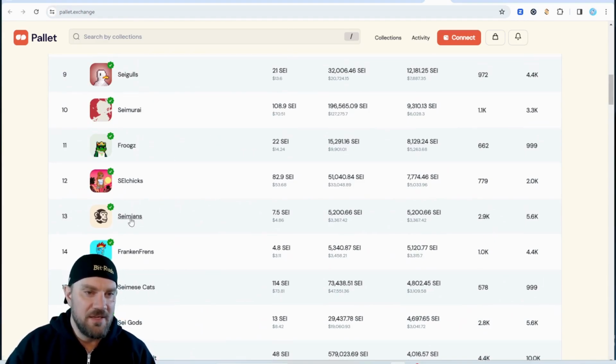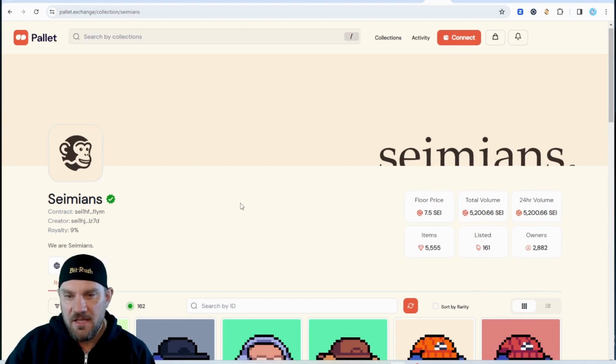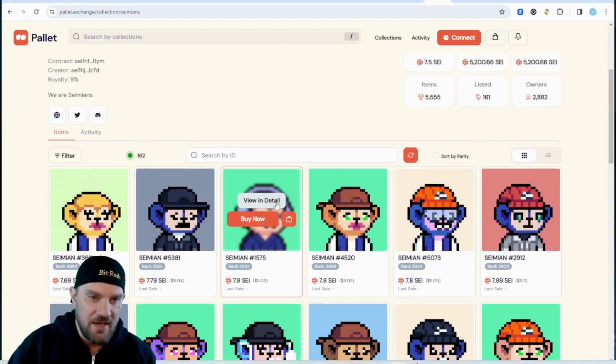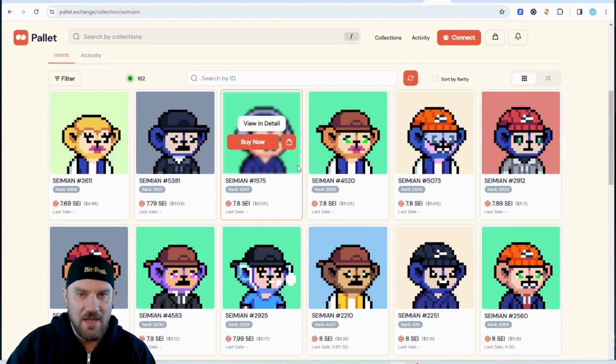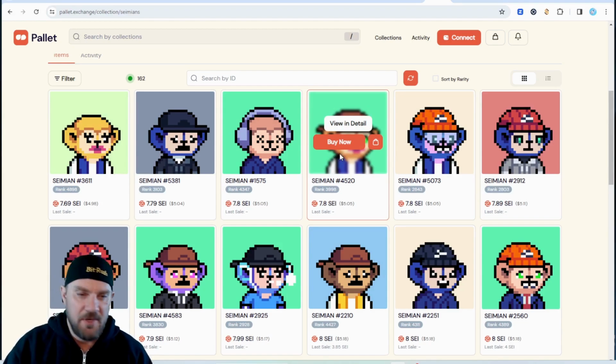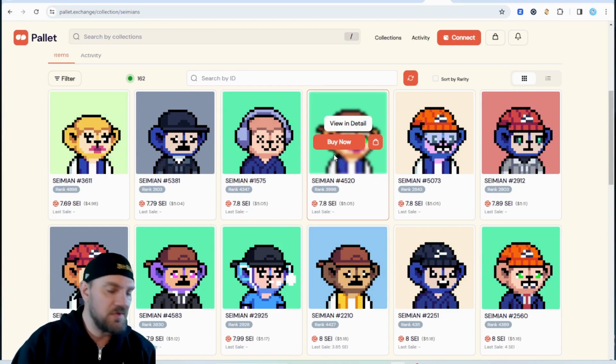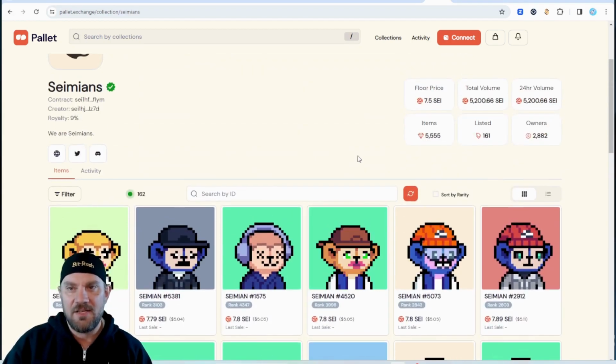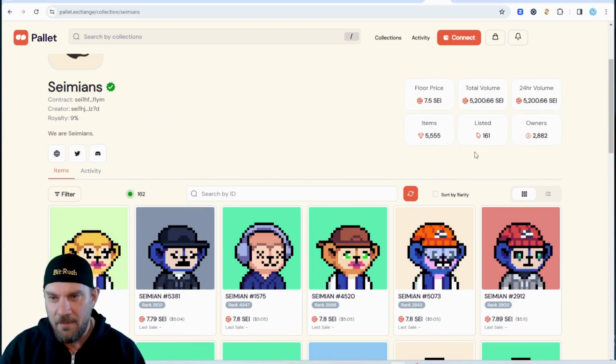So I minted one of these Seimons the other day. I did get whitelist and I checked them out. I'm normally not a big fan of pixel art, but I actually really like these. They seem kind of cool and cute. They're going to be doing some cool stuff if you want to check out their Discord as well. Again, not financial advice. I just want to give you an example of how to buy one of these.